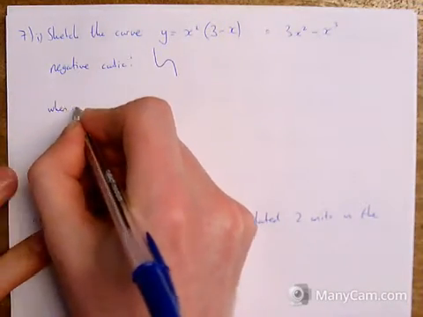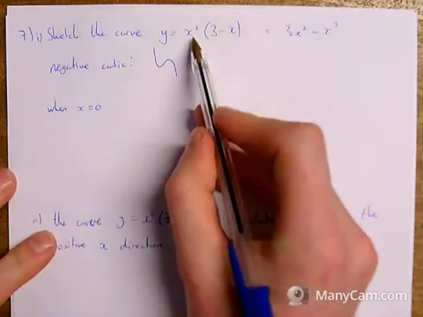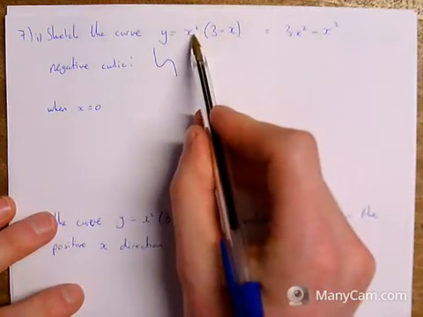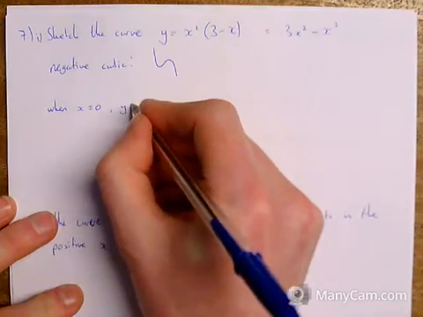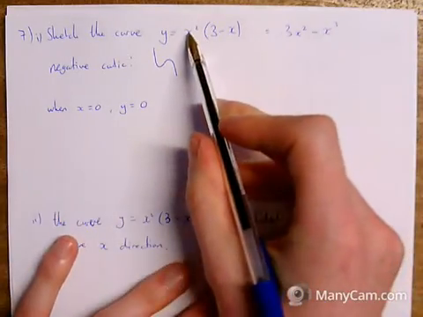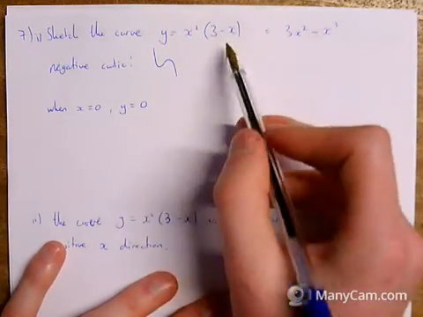So when x is 0, in this equation, if I set x is 0, then we've got y going to be 0, because we've got 0 squared multiplied by something, so it's going to give us 0.